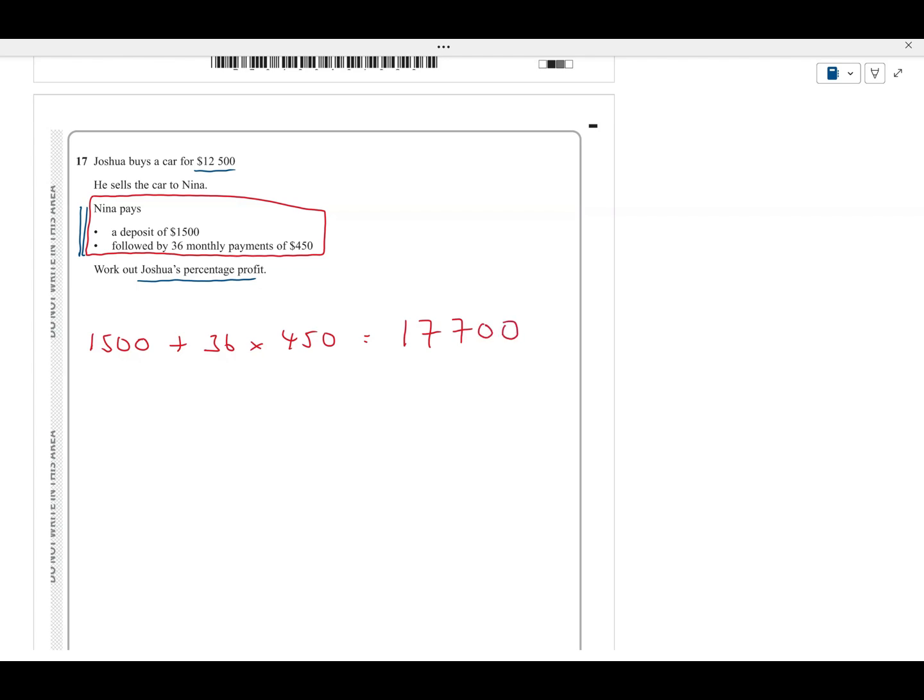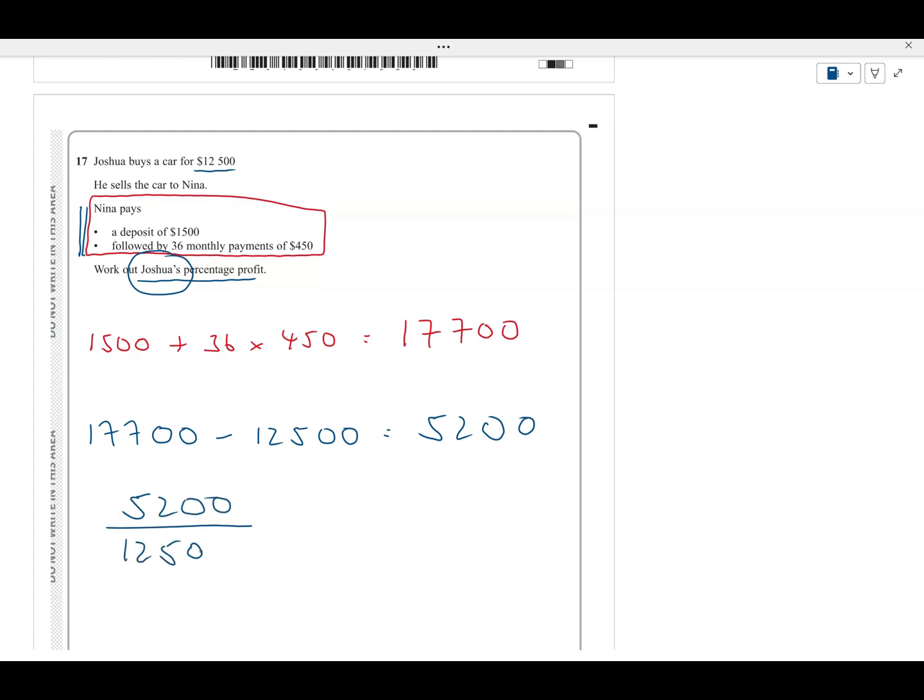17,700. Now, what about Joshua's percentage profit? Well, how much profit has he made? We're going to put the profit over the original and times by 100. So this is how much profit he's made, 5,200. Then the percentage profit is the profit over the original times by 100. That's 41.6% profit. And that's question 17 done.